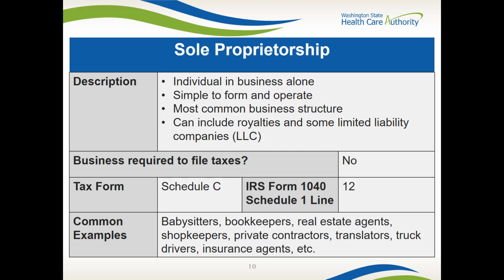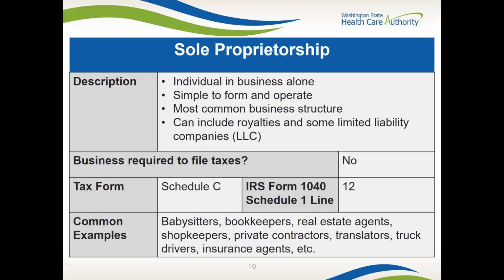Some limited liability companies, LLCs, and individuals who receive royalties from copyrights or patents will choose to file taxes like a sole proprietor. Common examples include Uber and Lyft drivers, bookkeepers, real estate agents, shopkeepers, private contractors, translators, truck drivers, insurance agents, taxi drivers, Mary Kay distributors, child care providers, and non-charitable GoFundMe accounts, etc. Keep in mind that some sole proprietors may not file a tax return as they provide part-time or infrequent services. These may include babysitters, handymen, landscapers, house cleaners, etc.